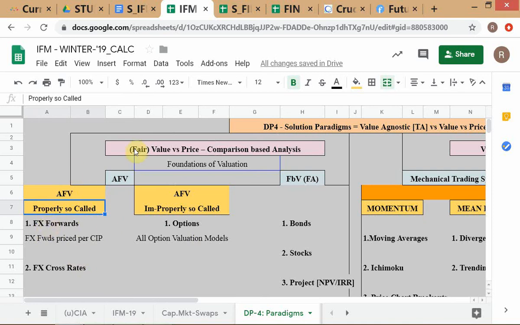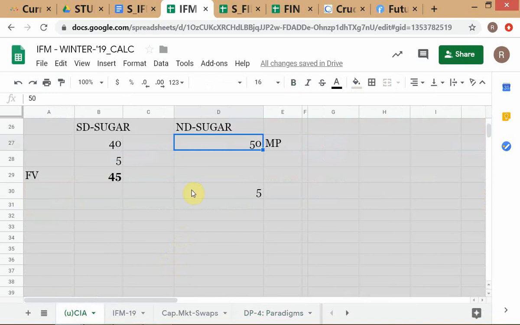You'll understand why once you understand what pure AFV is, what the classical case of AFV is. We are going to solve this problem of North Delhi Sugar by applying this framework, pure AFV, proper arbitrage free valuation. Understand how this overall framework works, because this is a subclass of it. For any market we look at, this is the market price and this is the fair value. This is the fair value versus market price framework.